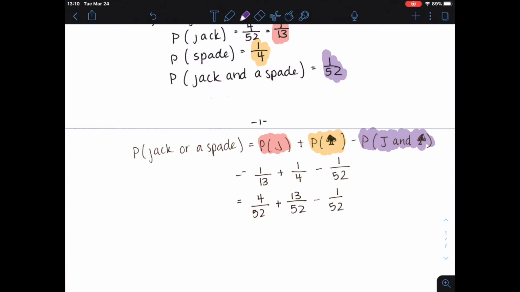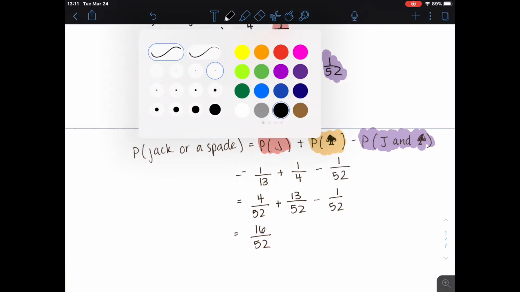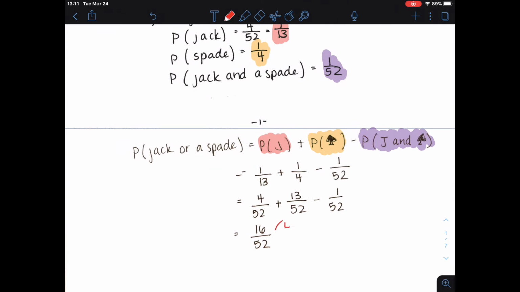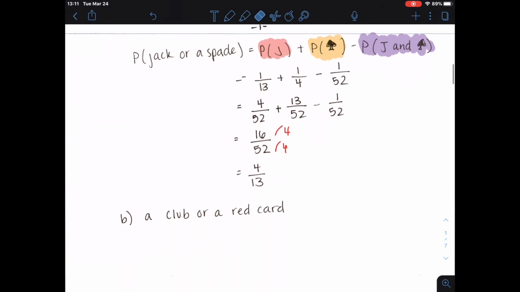There are 13 cards out of 52 that are a spade, and then we want to get rid of that overlap, so the jack and a spade. So now that they all have the same denominator, we've got 4 plus 13 is 17, minus 1, the numerator becomes 16. And that does simplify. You don't necessarily need to, but you can divide top and bottom by 4. And that gives us a 4 in 13 chance that, if we pick one card, it's going to be a jack or spade. Okay? So let's try it again.